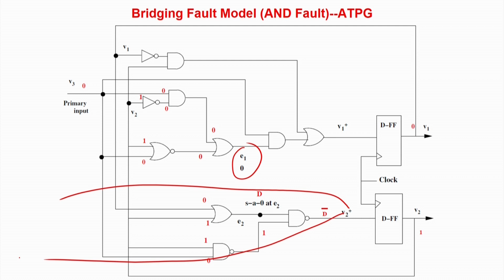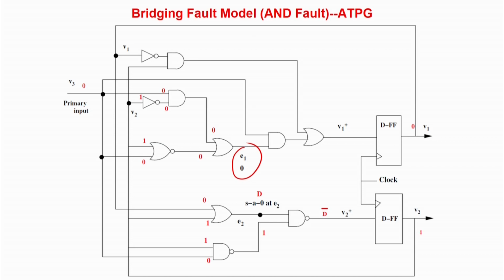So now, if you look at it, I require some kind of values. Let me be more precise and look at the exact values. If you see, I require a 1 over here and a 0 over here. This 1 is actually fed back from this flop, flop number 2, so I require a 1.